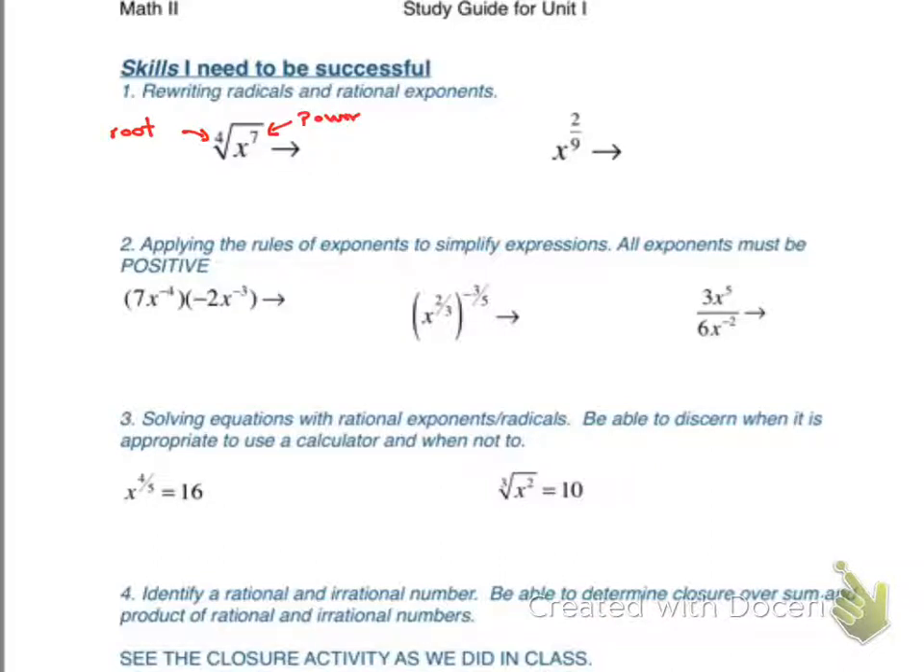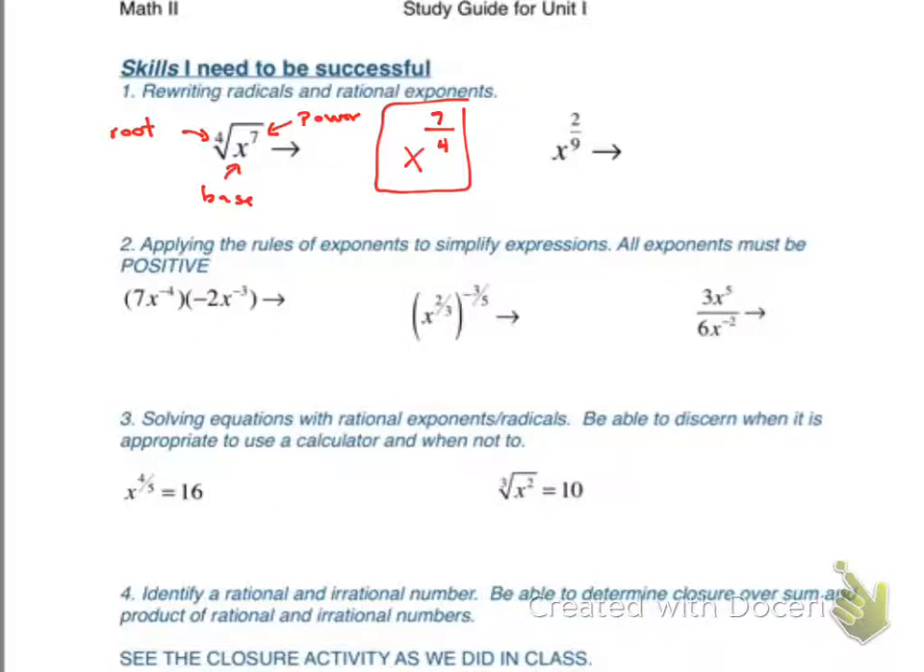Remember, your power goes on top and your root goes on bottom. So when we rewrite this, our base is x. Our power is going to be a fractional exponent, so our power is in the numerator, and our root is on the bottom. And that's your final answer.